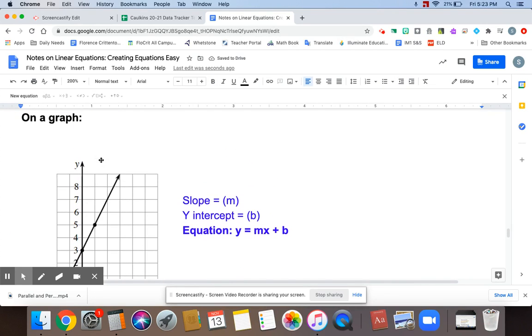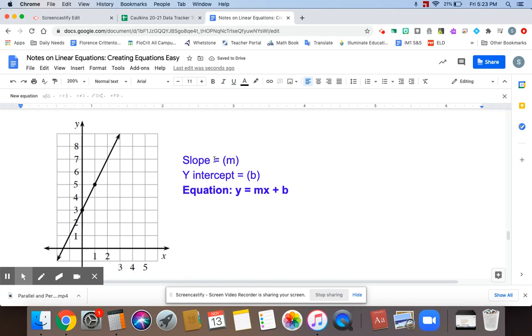If I have to do it on a graph, again, I'm just going to pull out the slope and then the y-intercept. So for the slope, I pick 2 points. Look, they gave us 2 points, and I connect them with a slope triangle. So I'm going right 1 and then up 1, 2.